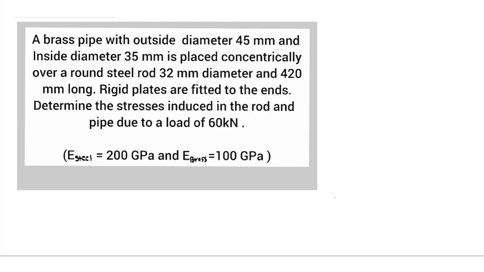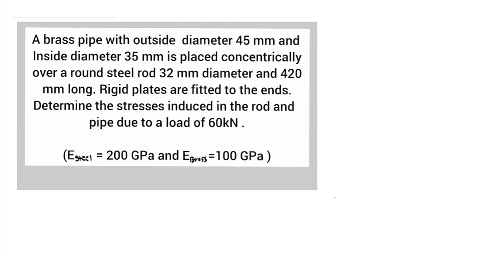A brass pipe with the outside diameter 45 millimeters and the inside diameter 35 millimeters is placed concentrically over a round steel rod 32 millimeters diameter and 420 millimeters long. Rigid plates are fitted to the ends. Determine the stresses induced in the rod and the pipe due to a load of 60 kilonewtons.